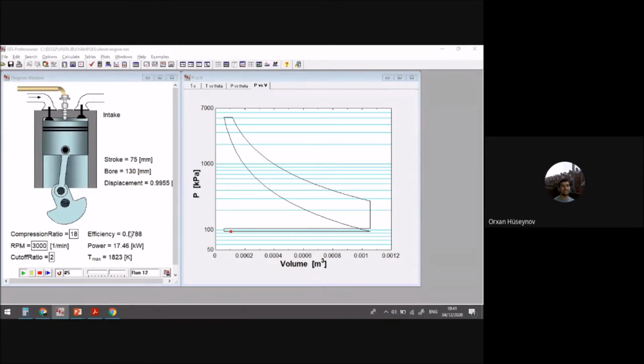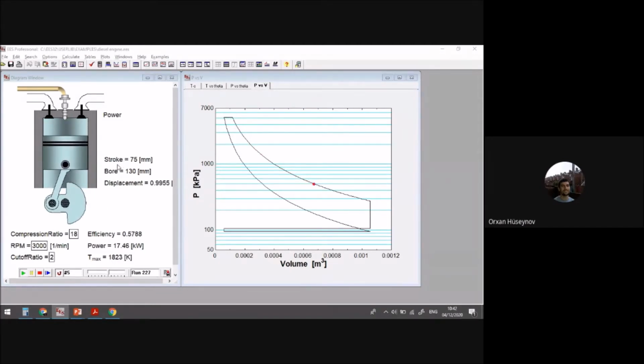You can see the efficiency, it is 56% efficiency, but it is not the realistic efficiency. This one is the ideal one. And the power is 17.46 kilowatts. I should say, in reality, it is around 30.5%. The compression ratio, you can see it is very high. And then there is also a cutoff ratio, I will talk about this one. And the maximum temperature is 1823 Kelvin.